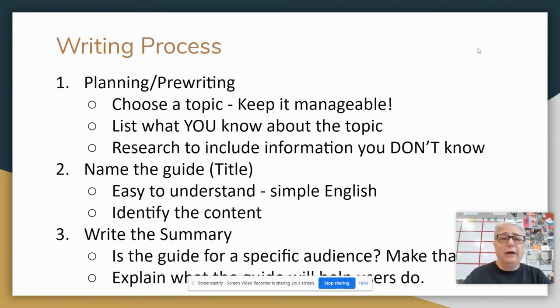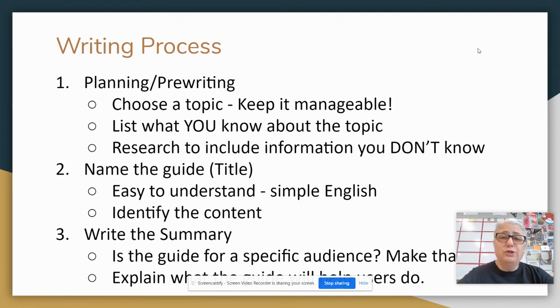So, what is the writing process? Well, you're going to start at the beginning by planning and pre writing. You have to choose a topic, but again, make sure it is manageable. Something that is a large topic would take a lot to write about. Some guides are entire books. So, you're going to want to narrow it to something where you can get it done within 5 days.